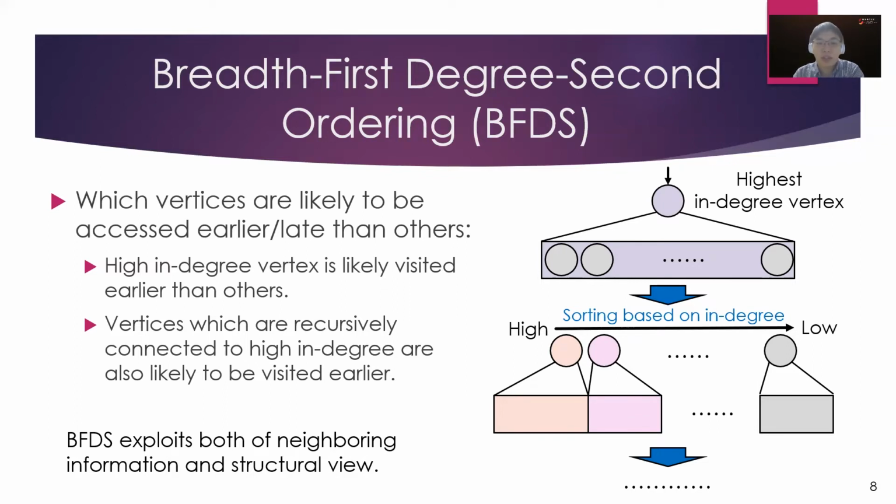So as shown in the right figure, the BFDS does the BFS starting from the highest in-degree vertex, as it has the higher probability to be accessed early. And next, we will assign consecutive IDs to all its neighbors. And within the set of active out neighbors, we sort them based on the in-degree, and then keep assigning new IDs to the neighbors, starting from the highest in-degree vertex. So the procedure of this reordering will keep continuing until the BFS converges.